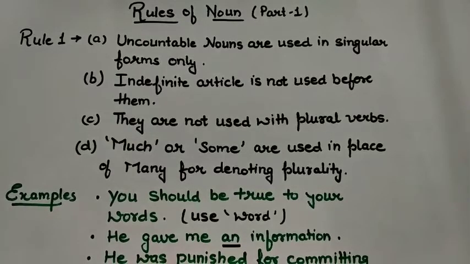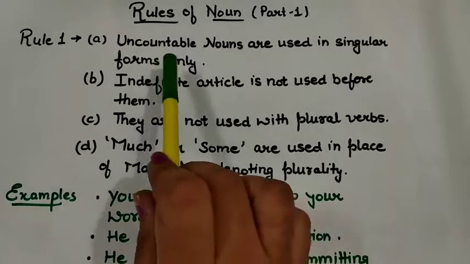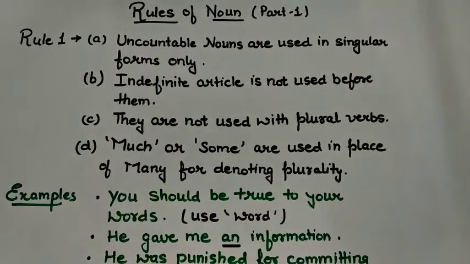The very first rule is: uncountable nouns are used in singular forms only. Like, you should be true to your words. Actually, this sentence is wrong because I have used words here. Instead of words, I must use word to make the sentence correct, because I am using uncountable nouns.